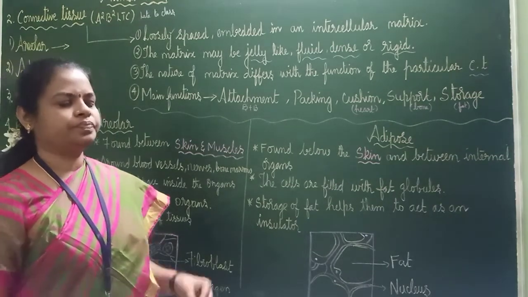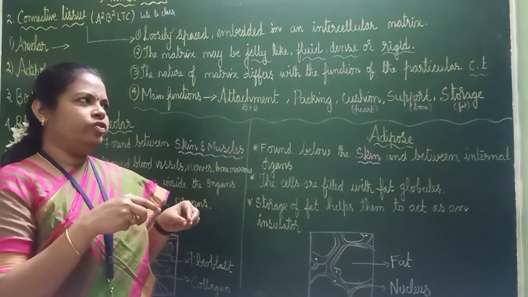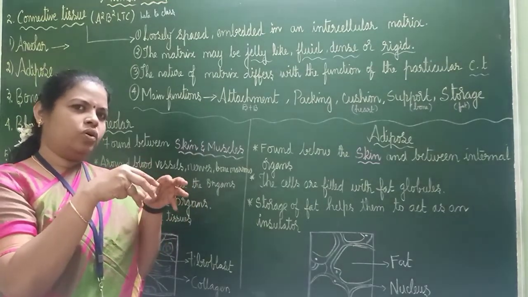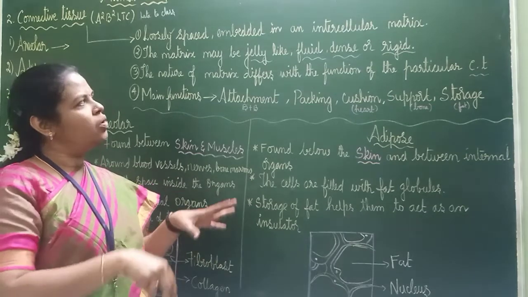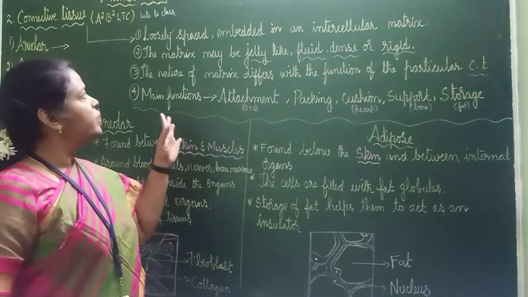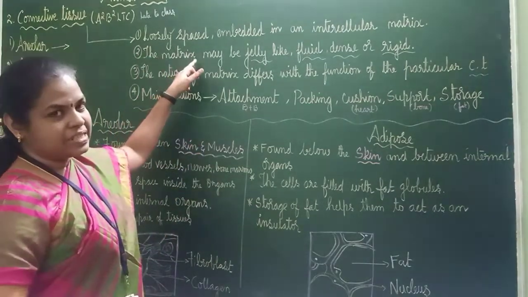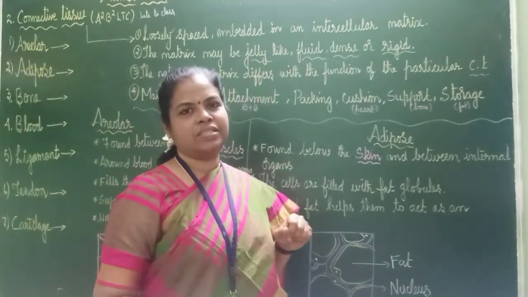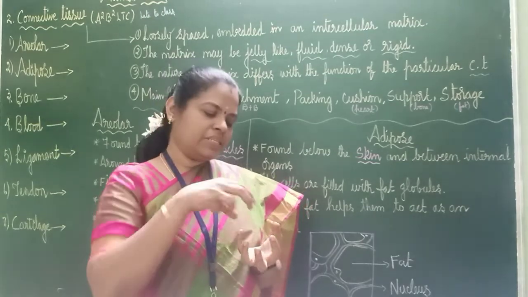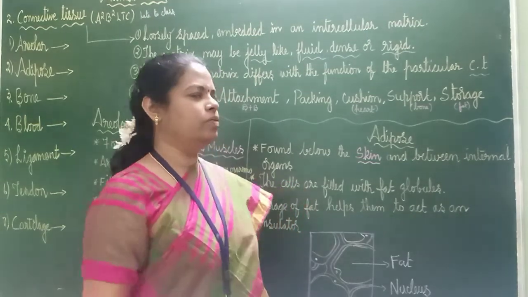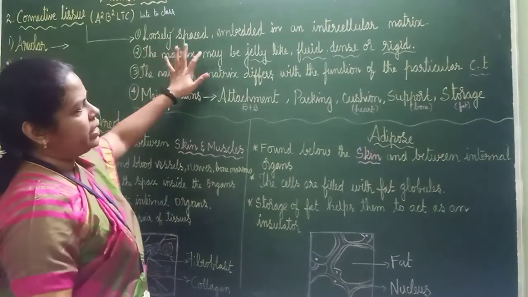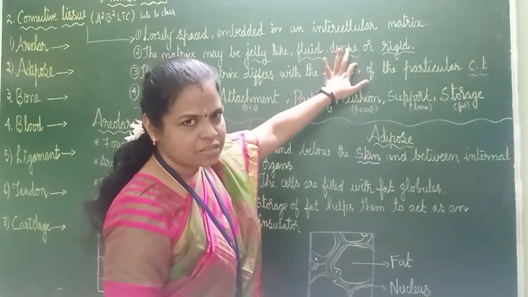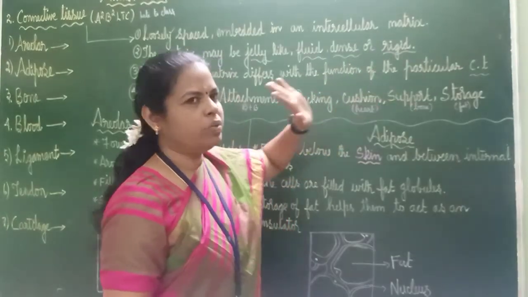Embedded means what? If you are taking 1 cup of milk and you are putting some banana pieces inside that, no? That is embedded, okay? So, like that it will be. How? The cells are loosely spaced and they are embedded in an intercellular matrix. So, a jelly-like substance will be there, and inside that the cells will be embedded. And the matrix may be jelly-like, or it may be fluid, or it may be dense, or it may be rigid. Any form it may be.